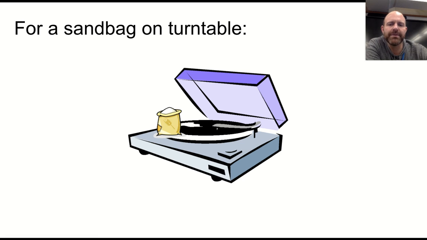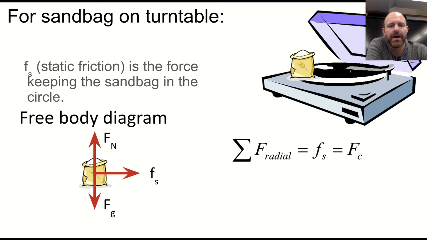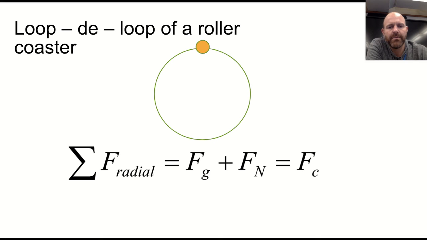So we can go back to the turntable. I've got a bag of sand. If you look carefully, it looks like a bag of flour, but whatever. And it's going around in a circle. We have our free body diagram: normal force, force of gravity, force of static friction. The net force in the radial direction is that static frictional force.